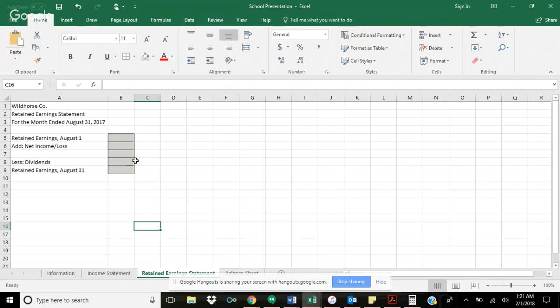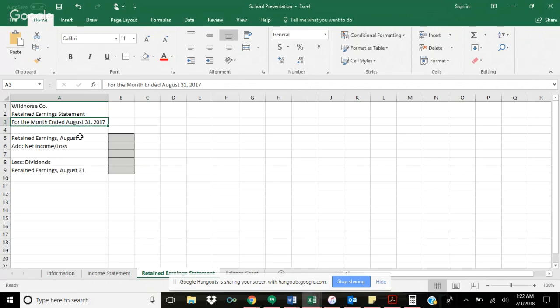So with the retained earnings statement here, again, you'll see the same thing as the company's name is always at the beginning. And then the type of statement is here listed. And then the first piece of information that you will again list, the same as you did for the income statement, is for the month ended August 31st, 2017, because it's not for retained earnings for the month or just the day of August 31st. It is for the entire month ended August 31st.